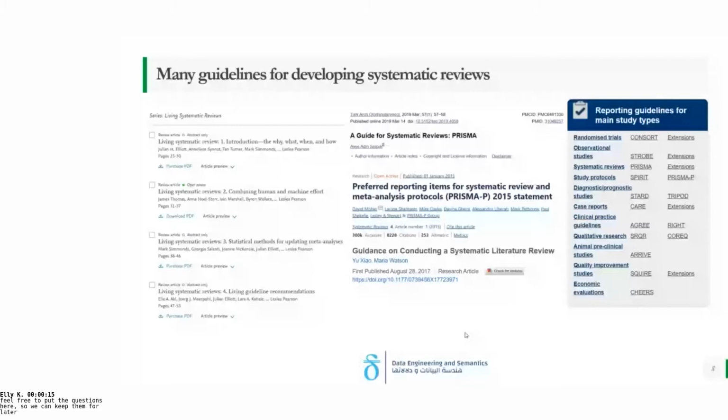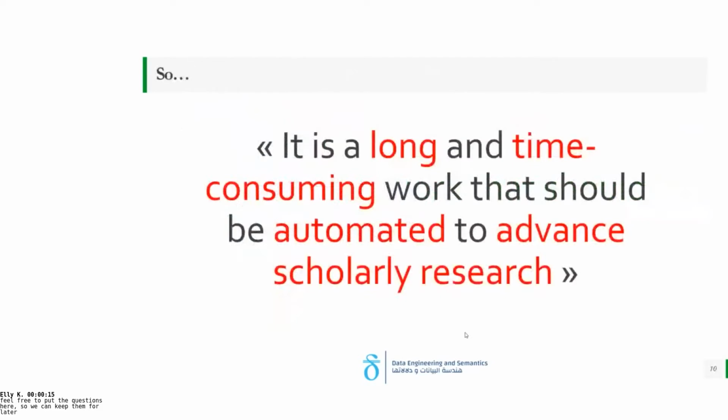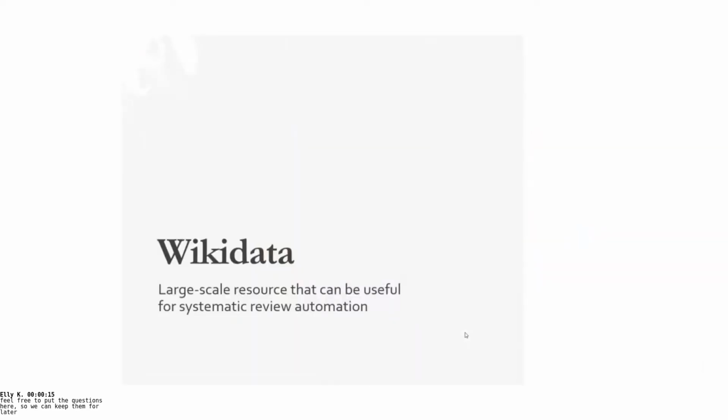Okay, so the principle of doing a systematic review is simple. We are searching the database. We are getting results about the query. We are refining and screening the records we find, automatically and then manually, to see if they are relevant or not. And then we analyze the output of these papers to get the results. So it is long and time-consuming work that should be automated to advance scholarly research. Here we think that Wikidata, as a large-scale resource, can be useful for such a purpose.